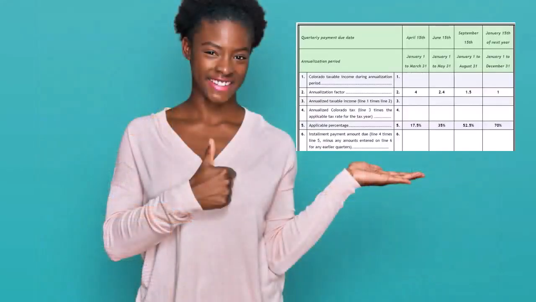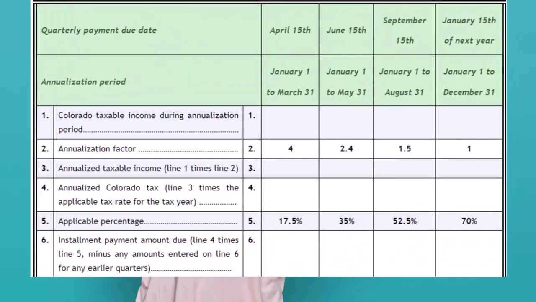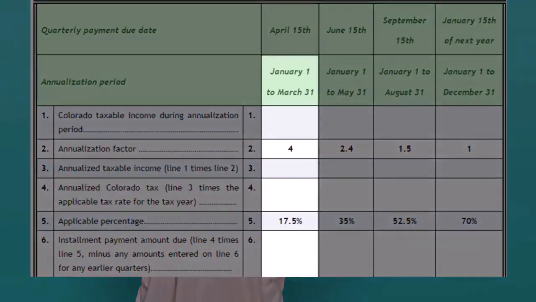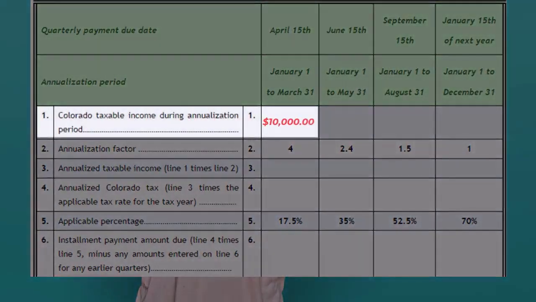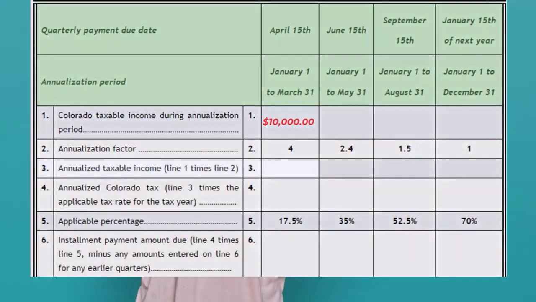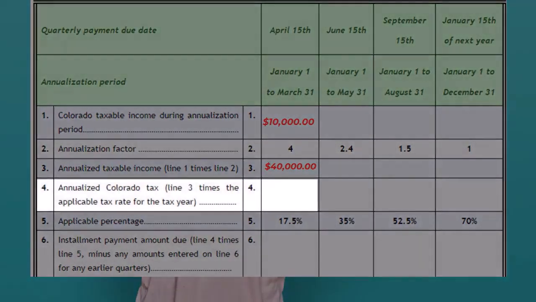Let's look at another example. Jamie had $10,000 of taxable income for the first quarter. In the column of the annualized period January 1st to March 31st, line 1 would be $10,000. Line 3 is line 1 multiplied by line 2, which equals $40,000. Line 4 is the total of line 3 multiplied by the applicable tax rate for the tax year. For 2021, the tax rate is 4.55%.